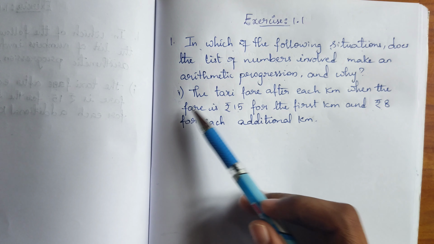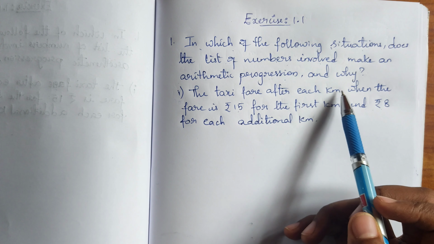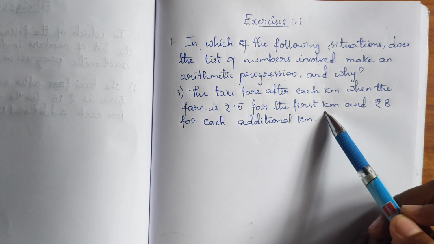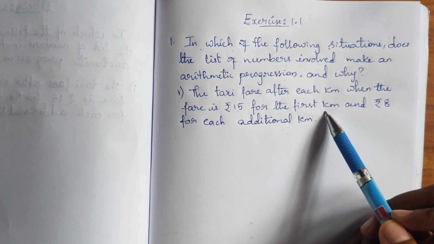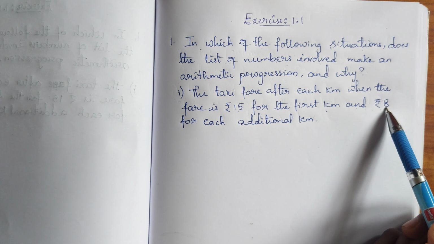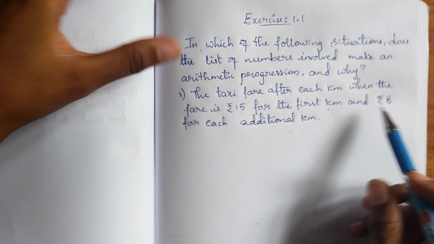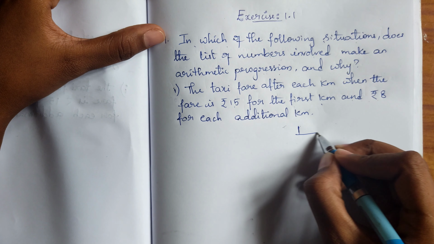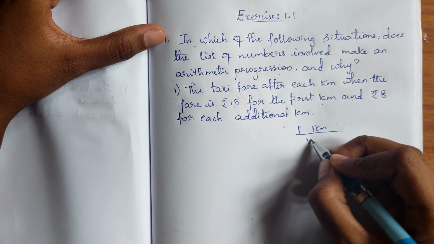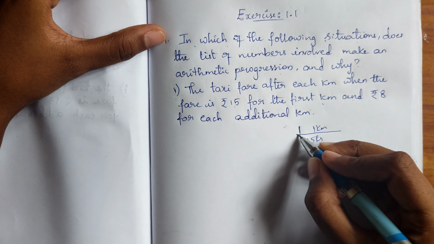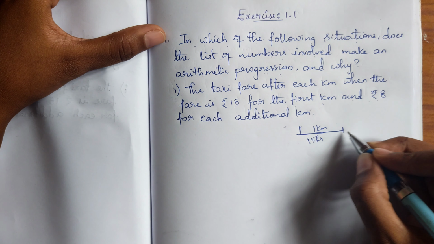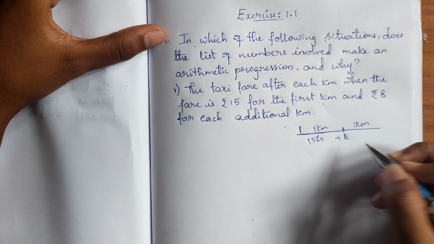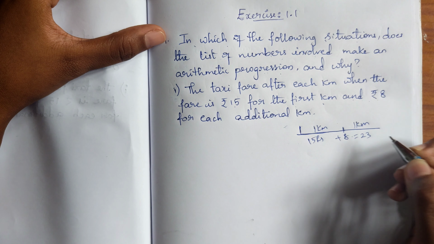So the first situation is the taxi fare after each kilometer when the fare is rupees 15 for the first kilometer and 8 rupees for each additional kilometer. It means there is a taxi. It starts moving, and for the first 1 kilometer it takes 15 rupees. After that, if they move another 1 kilometer, 8 will be added. So 15 plus 8 is 23 rupees.